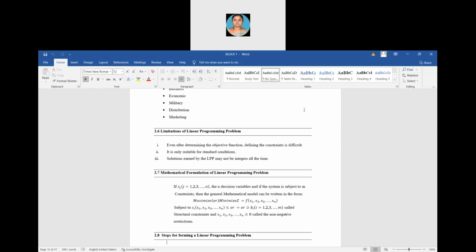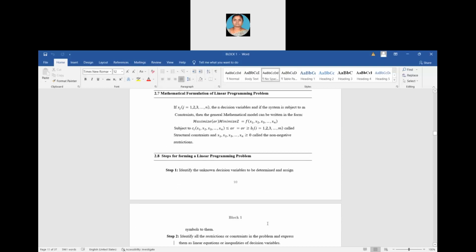Either maximize or minimize Z = f(x1, x2, x3, ..., xn), subject to some conditions, that is, subject to c1x1, x2, x3 less than or equal to, equal to, or greater than or equal to bi. And the structural constraints x1, x2, x3 greater than or equal to 0 are called non-negative restrictions. So what the mathematical formulation shows is that either you can maximize or minimize with some conditions. This is the format for the structural constraints in the mathematical formulation of the linear programming problem.